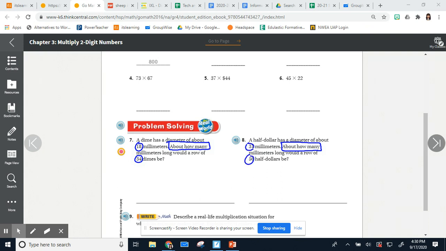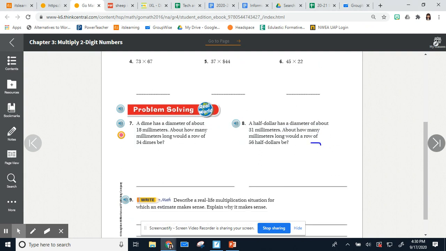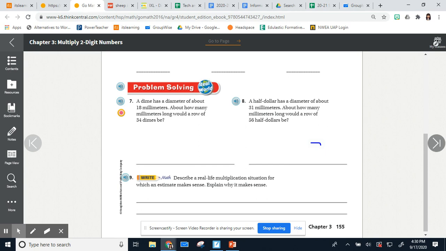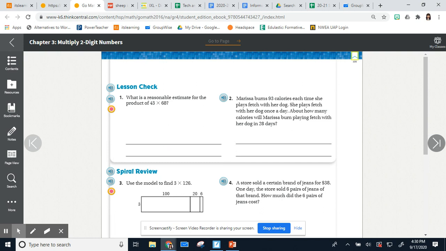Okay, and then you're also going to have this problem. Sometimes you may get a question that looks a lot like this one. What is a reasonable estimate for the product of 43 times 68? So it means I'm not looking for the exact answer, I want the estimate. So again, that means you have to round both of those numbers first to the nearest 10.